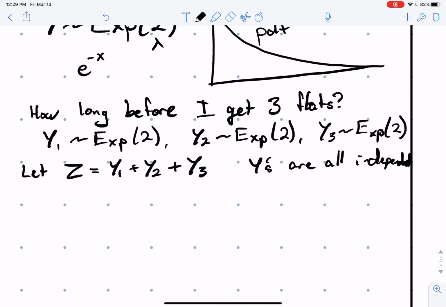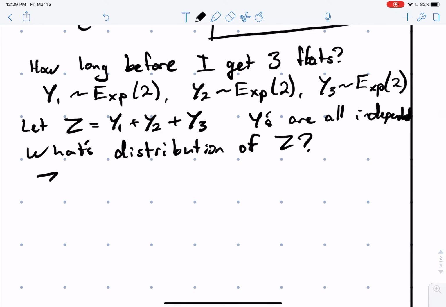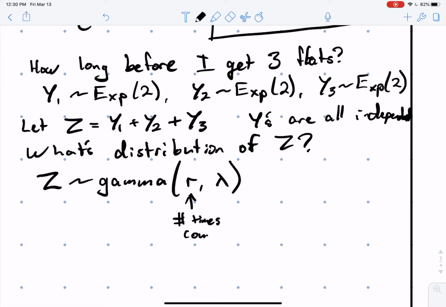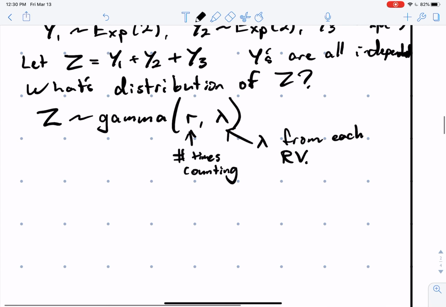I would like to know what's the distribution of z. And the answer is z is distributed as gamma with 2 parameters. That's r and lambda, where r is the number of times I'm counting, and lambda is from adding up each random variable. So we're adding up r exponential random variables that are all independent, we get a gamma distribution.